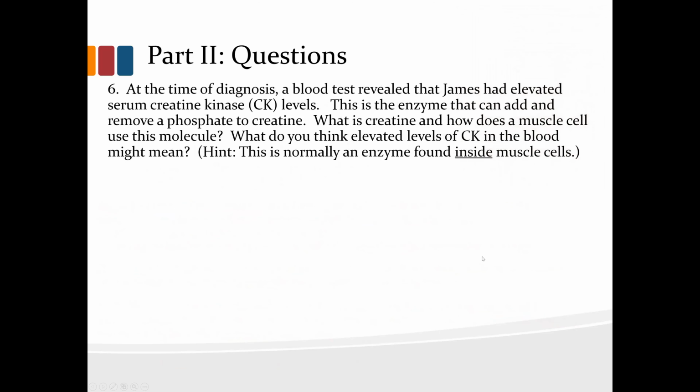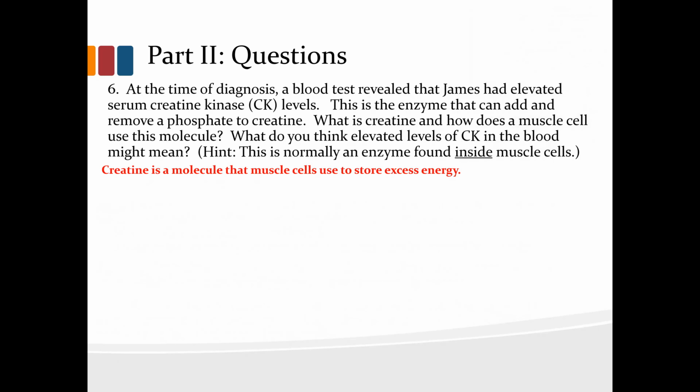Number 6. At the time of diagnosis, a blood test revealed that James had elevated serum creatine kinase levels. This is the enzyme that can add and remove a phosphate to creatine. What is creatine, and how does a muscle cell use this molecule? What do you think elevated levels of CK in the blood might mean? Hint, this is normally an enzyme found inside muscle cells.